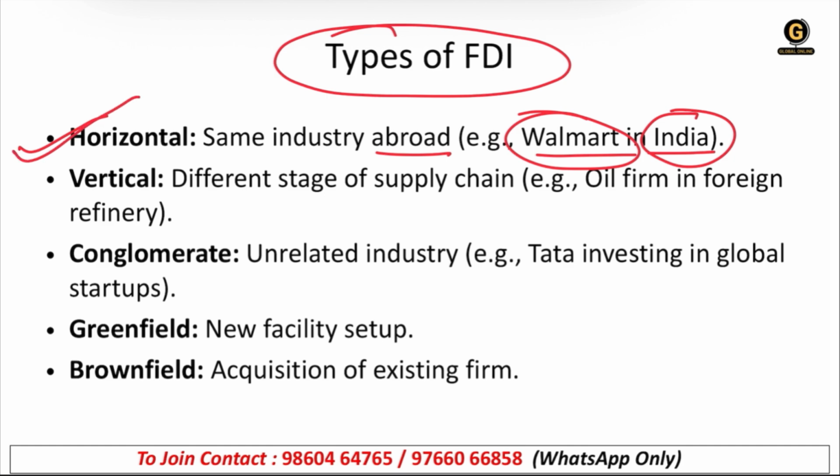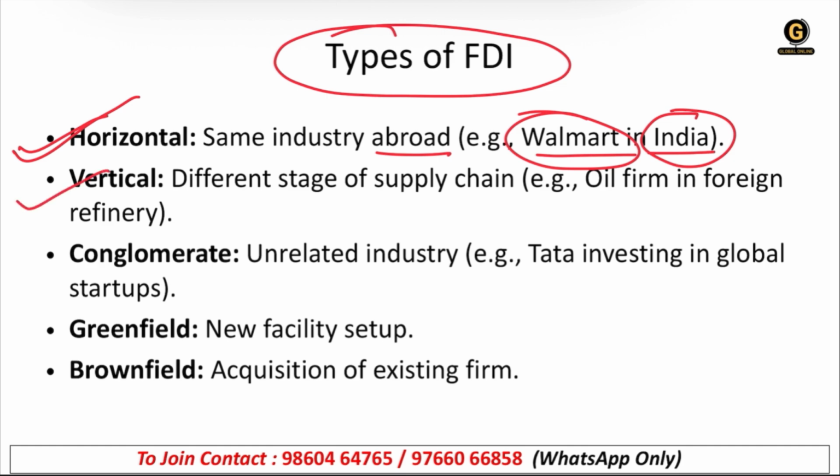When a company has a business in its own country and has expanded it, and now wants to expand internationally, they invest in another country. That is called horizontal investment. Very simple. Horizontal FDI means you are doing the same business in another country that you are doing in your own country. How is it different from the vertical?